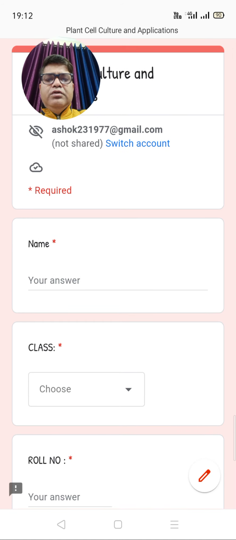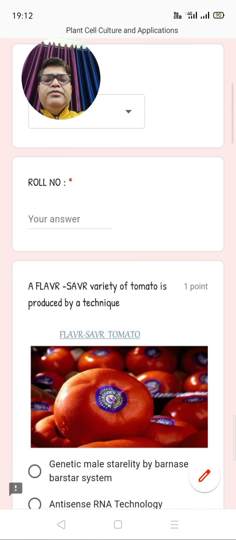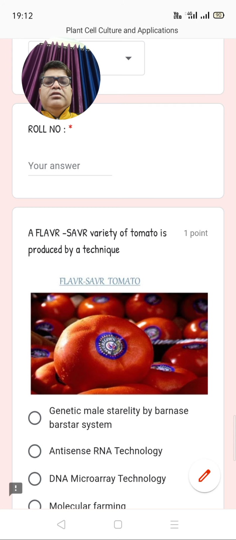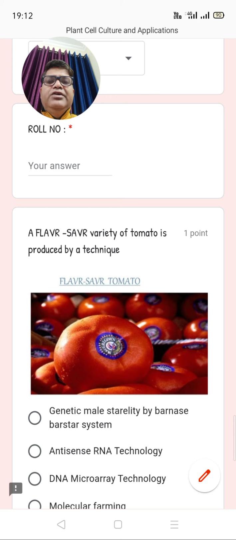So first of all, try to know the question related to antisense RNA technology. In this case, we are going to silence the function of a particular gene through this antisense RNA technology. Here the example is the Flavr Savr variety of tomato.